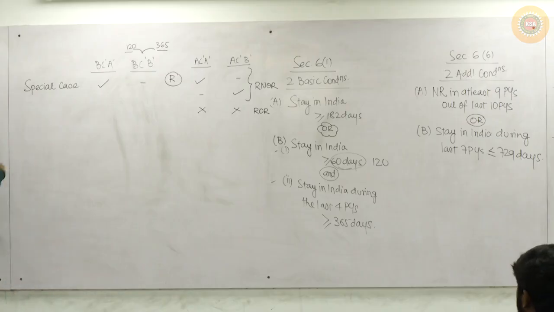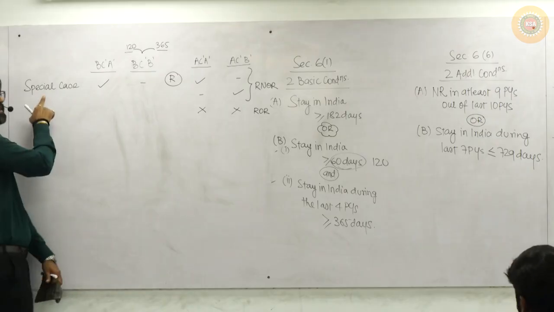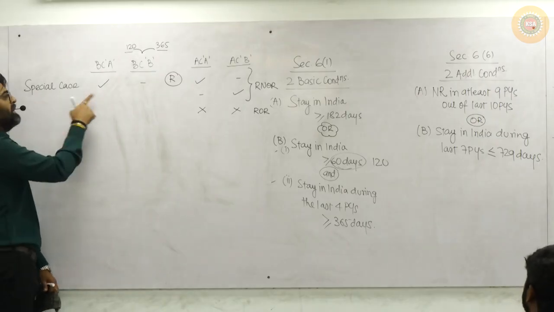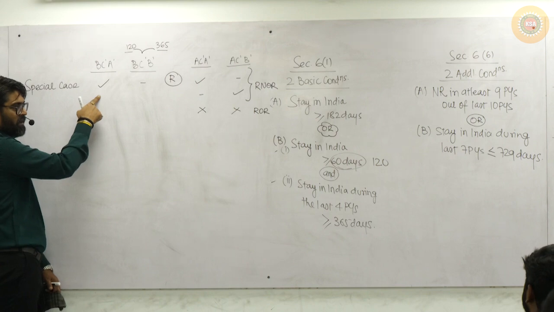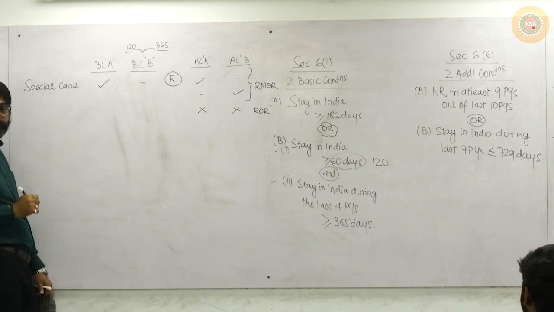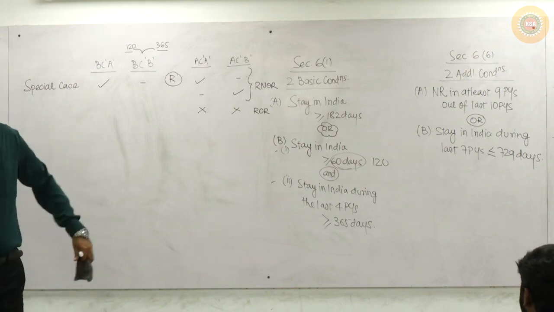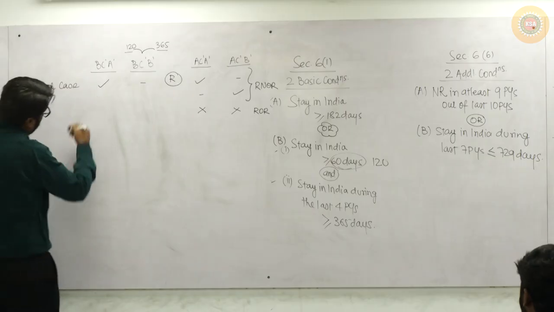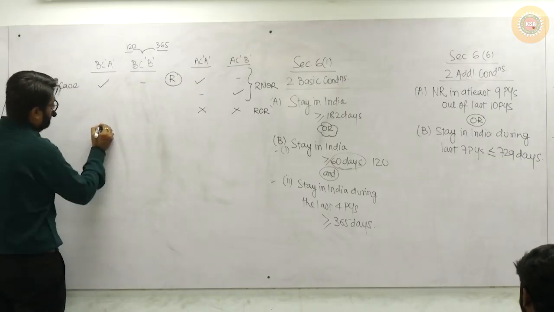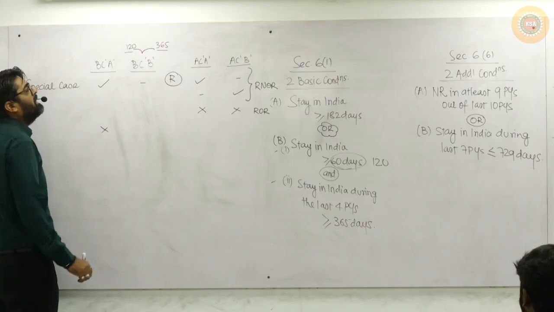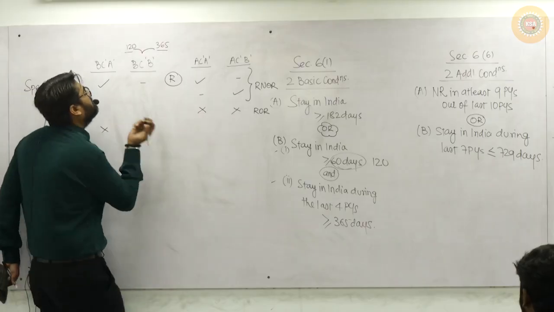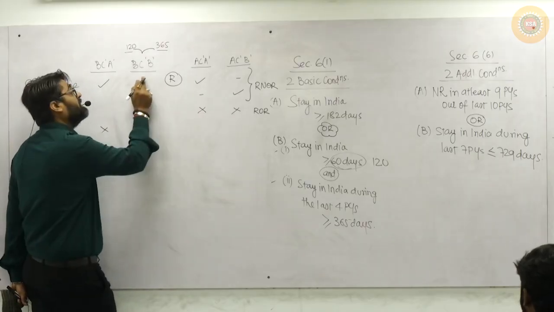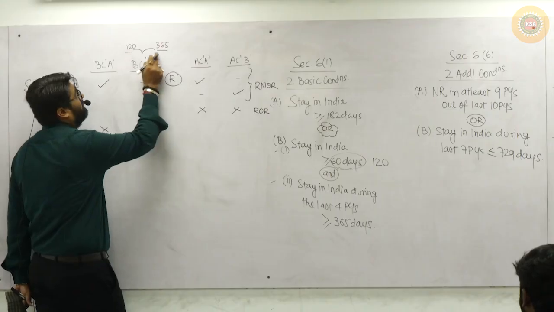Now tell me. Simple, no? Now, special case is there. Basic condition A, 182 days or more. Your stay was only 133 days. Is it more than 182 days? Basic condition A, satisfied or not satisfied? Not satisfied. Am I going to check basic condition B? But this basic condition B is special basic condition B.